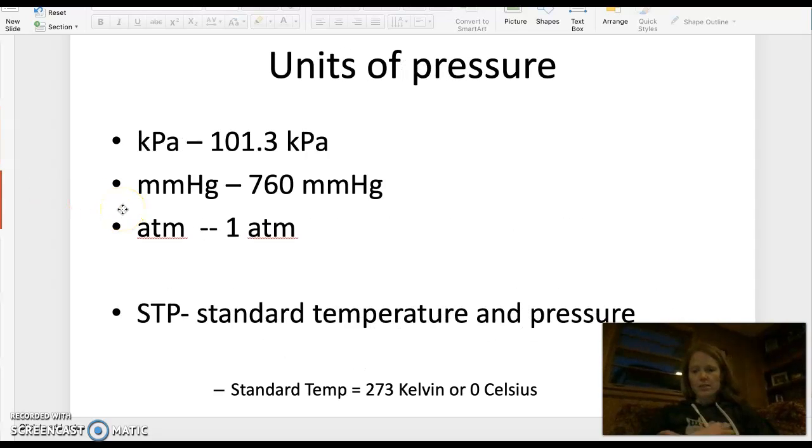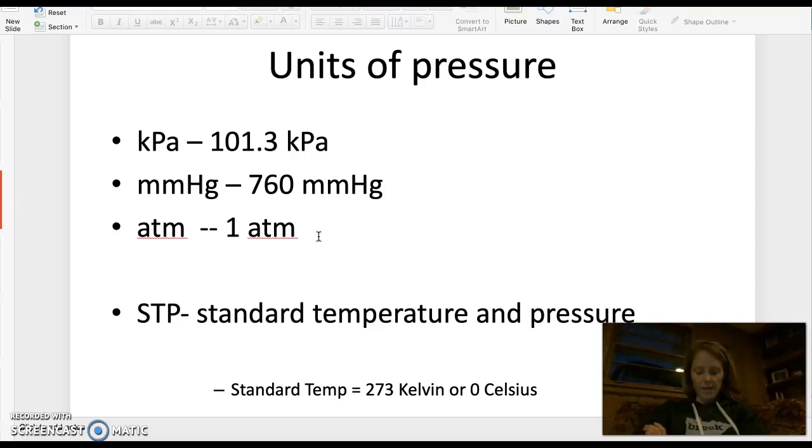So there's a bunch of different ways that we can look at units of pressure. The three most common ones that you'll see in chemistry are kilopascals, millimeters of mercury, and atmospheres. So kilopascals get abbreviated kPa, millimeters of mercury gets abbreviated mmHg, and atmospheres is just atm.